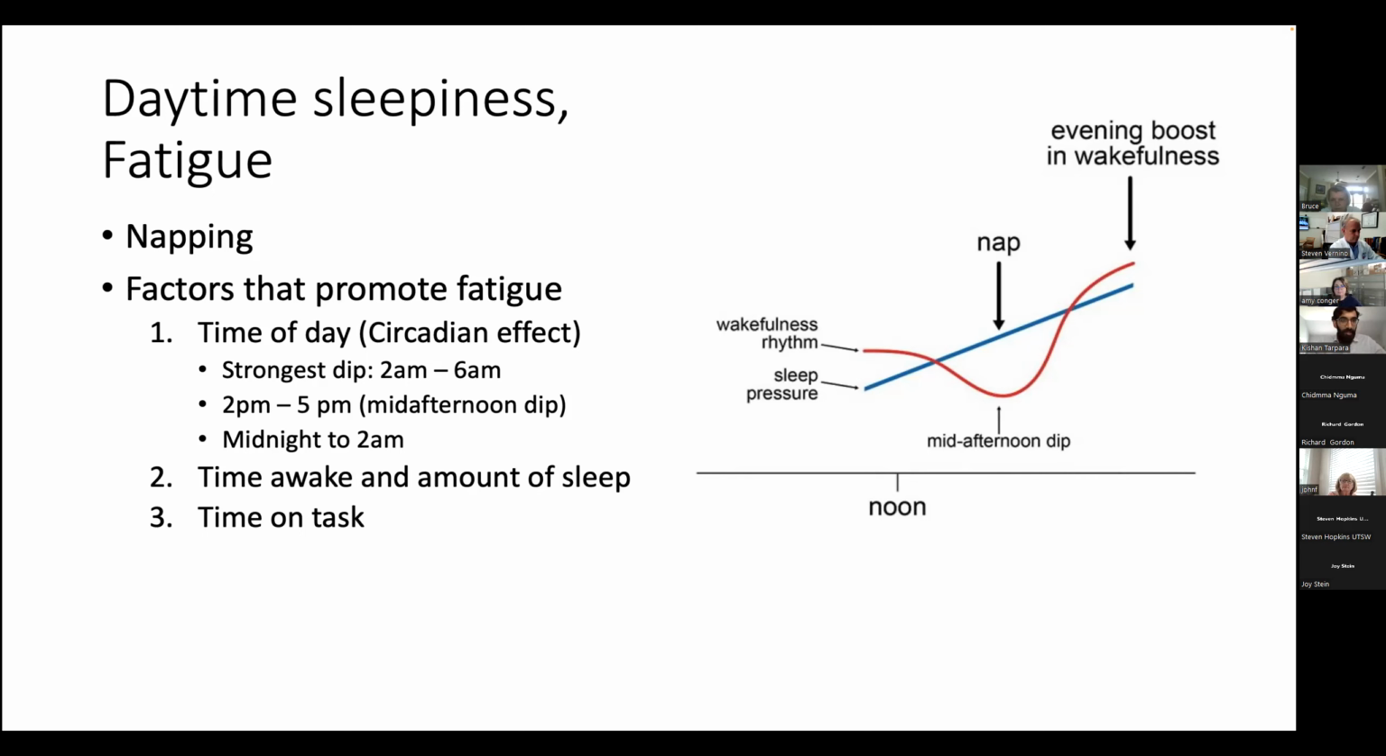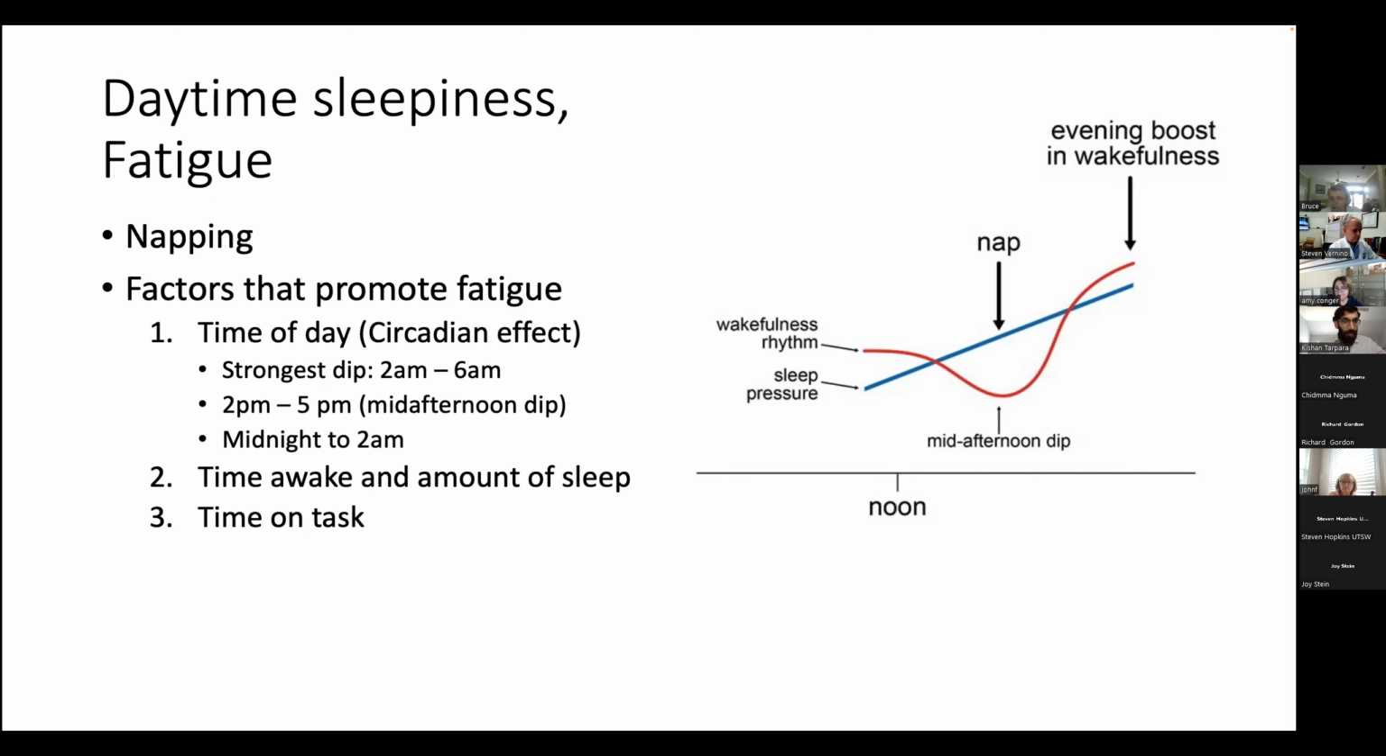There are other dips in your circadian alertness that coincide more with being asleep. So midnight to 2 a.m., and then 2 a.m. to 6 a.m. is the biggest dip. You're least likely to be awake. But of course, these things can be overcome if you have a good enough reason. If you're motivated to stay up all night to study for a test, or go to a party, or whatever else is appealing to you, that can override this drive to sleep.